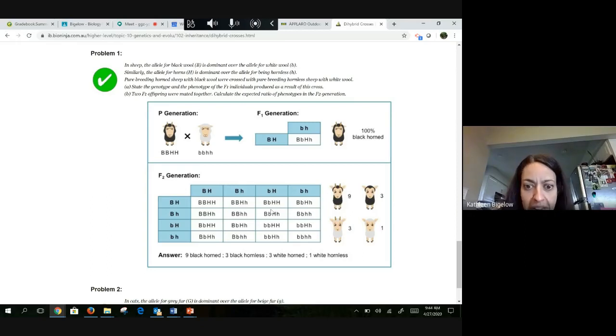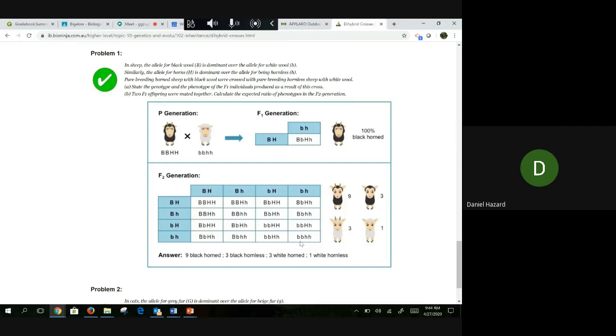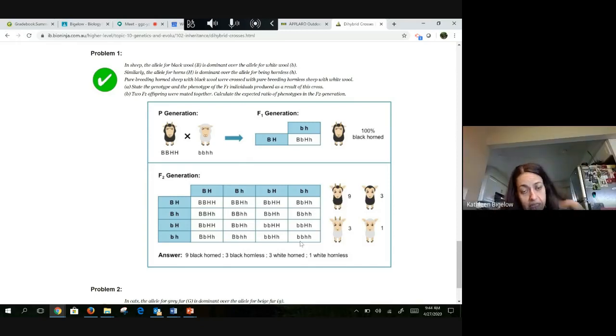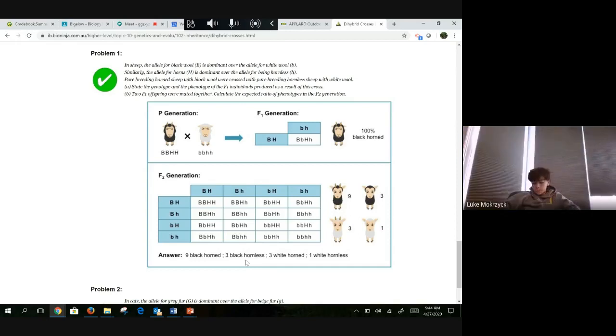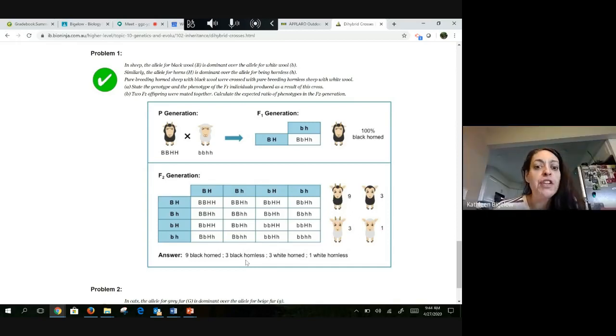Your white horned are 1, 2, 3, and then 1 white hornless. And anytime you do a cross like this, where you have two double heterozygous parents, your ratio is always going to be the same. It's always going to be 9, 3, 3, 1. And test questions will almost always ask you for the phenotypic ratio. So that'll be your answer, 9, 3, 3, 1.